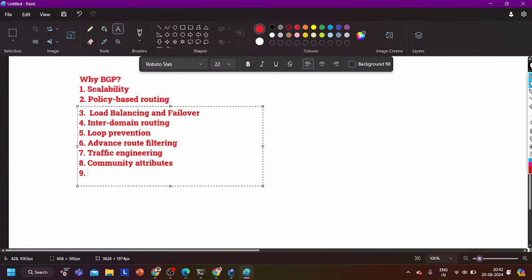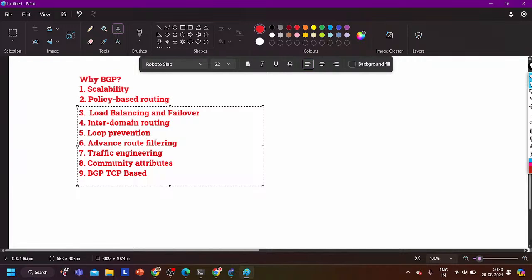Ninth reason, the most important reason: BGP is the only routing protocol which is TCP based, right? So BGP is a completely reliable routing protocol. Guys, EIGRP is also a reliable protocol, but how? Is EIGRP using TCP at the transport layer? No. EIGRP uses a different protocol for reliability, correct? That is RTP. But your BGP is a TCP based protocol. BGP is the only protocol which is TCP based, right? So you can say BGP is a completely reliable protocol.